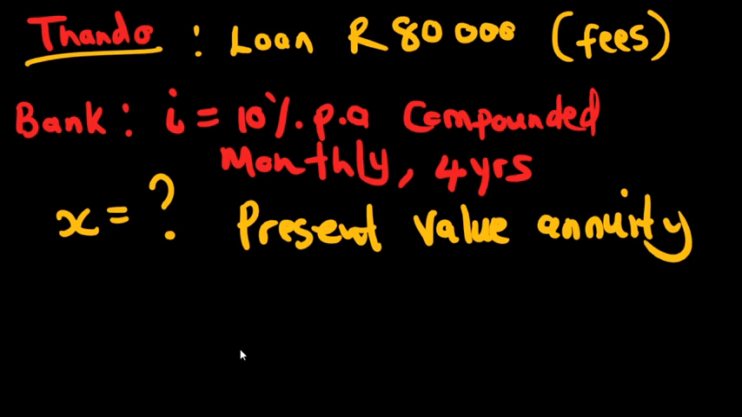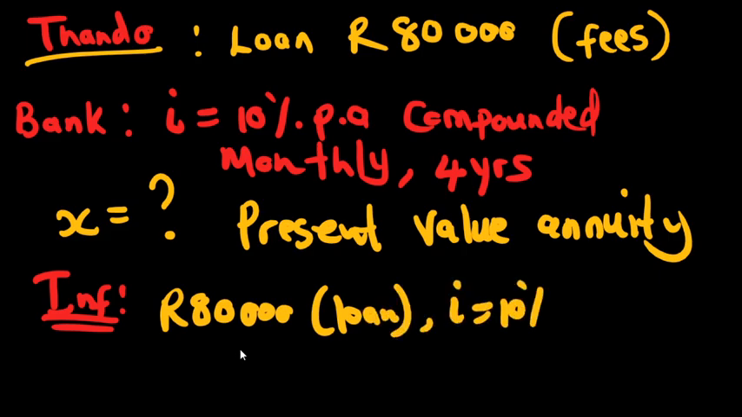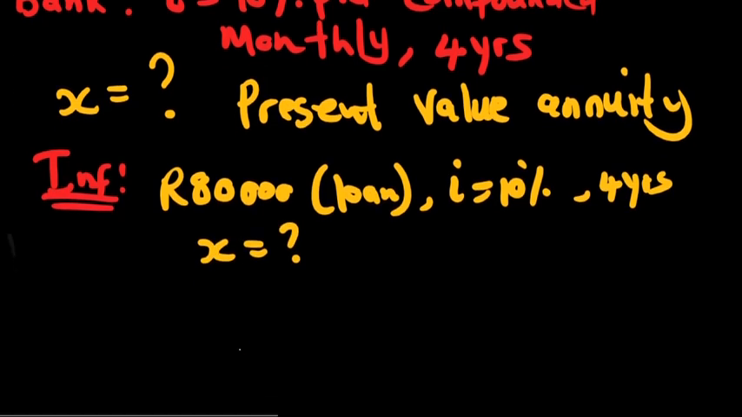So what's the information? First up, you have a loan of 80,000 rand, of interest rate 10%, compounded monthly for 4 years. You want to know how much you should pay up this loan per month.